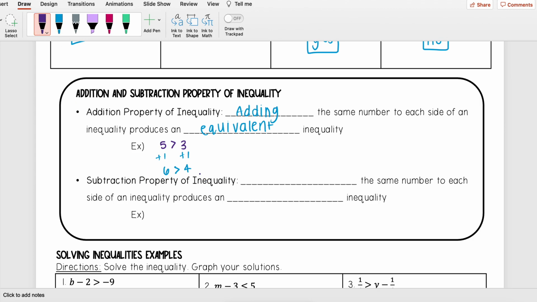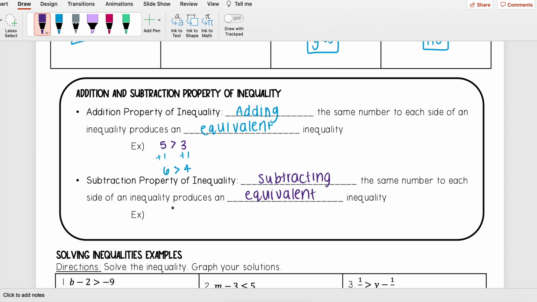Subtraction property of inequality, on the other hand, says that subtracting the same number from each side of an inequality produces an equivalent inequality. So same thing as we see with adding.